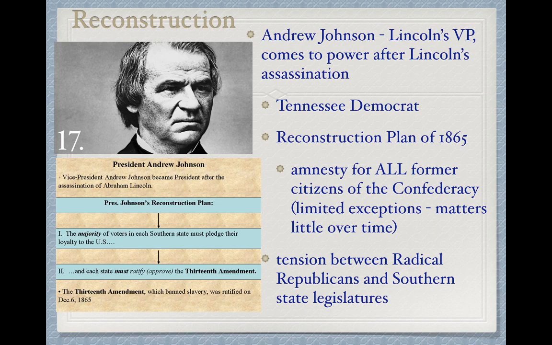There is some very real tension between radical Republicans in Congress as well as Southern state legislatures. So people on the ground in the South who are trying to make these new constitutions, and people in Congress, in the federal government, who are demanding or believing very strongly that certain rights should be embedded into our federal laws. So look over here at the left on this image, President Andrew Johnson. He is the vice president, and his plan is that the Southerners have to declare loyalty to the Union, but that is pretty much it.